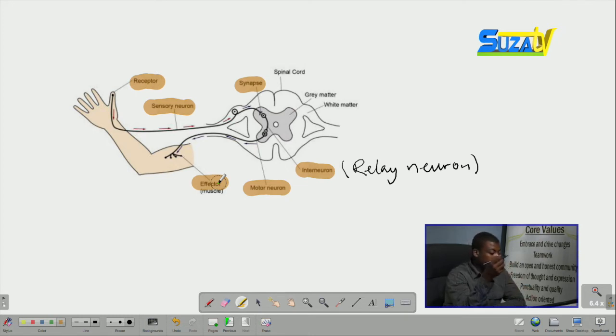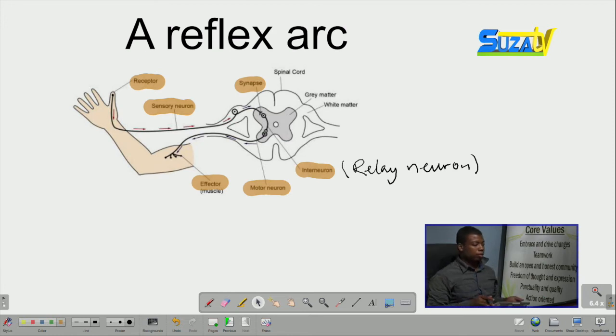So in drawing a reflex action, you can draw something like this, and then you can label it just like this. So here we have seen what the reflex arc looks like. We have the receptor, we have the sensory neuron, we have the synapse or the dorsal root ganglion. We can see the interneuron, that is the relay neuron. We can see the motor neuron and the effector.